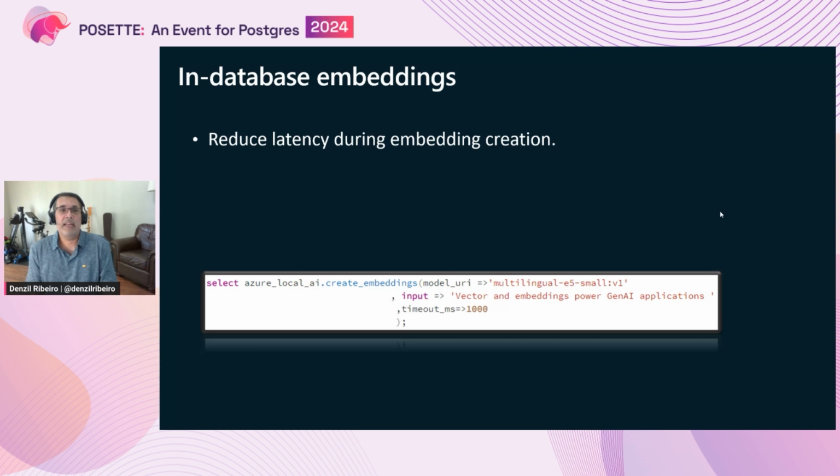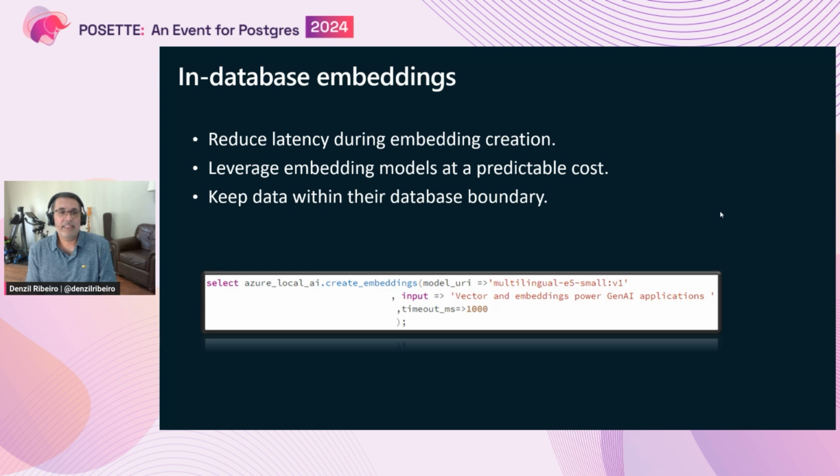So why would you use in-database embeddings? The first reason is to reduce latency during embedding creation. Talking to an external service means there is a penalty for a round-trip latency of generating the embedding. The second is leveraging embedding models at a predictable cost, so you don't bank on multiple services. The billing is included in the billing for the database. And the third is to keep data within the database boundary itself. So if you have any requirements where you can't leave the database boundary, this is a way to use local embeddings.